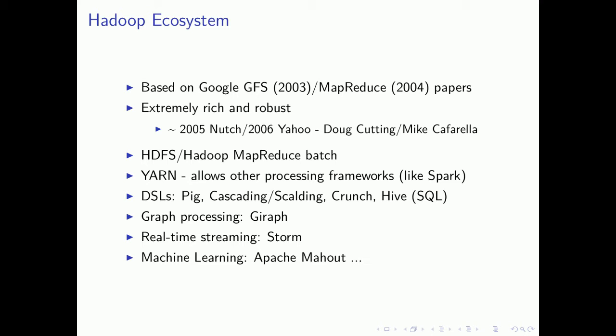So YARN can now schedule other frameworks. It's a general scheduler, resource allocation. And one of those things you can run on top of it is Spark, and we'll see how that works.